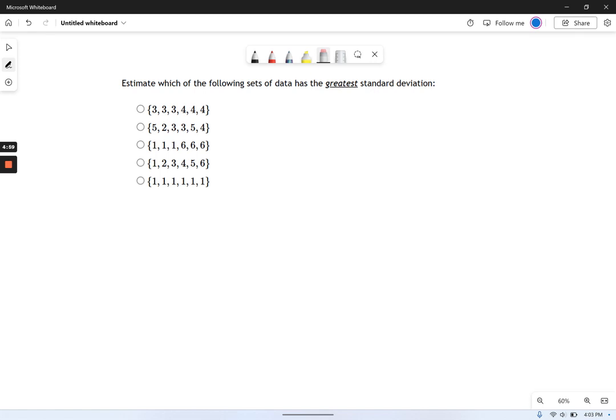So let me tell you the trick with this problem. You just have to know what standard deviation is. If you know what this word means right here, the problem's a snap. And what I'm going to do is take this data that we have. We have 5 different data sets, and each data set has 6 numbers in it.